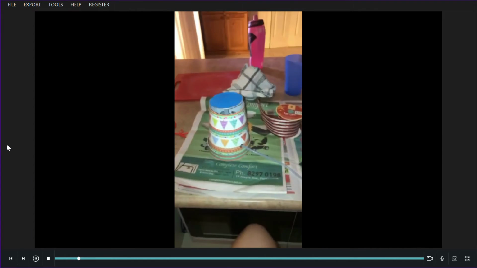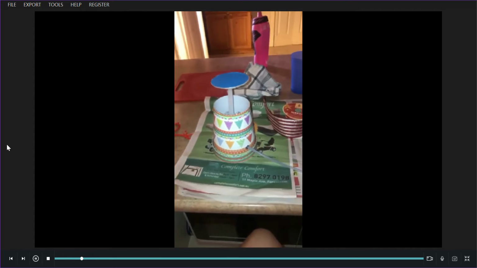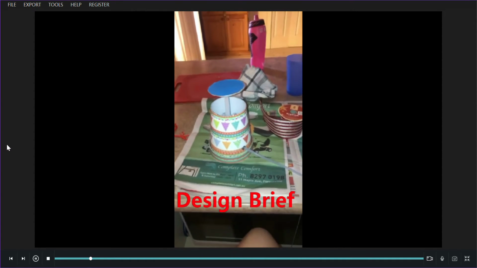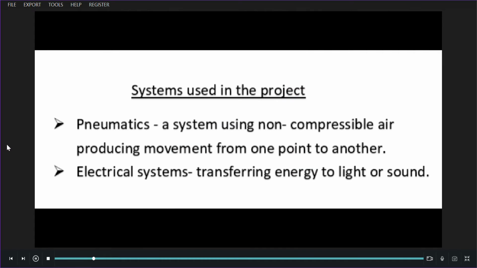The purpose of this assessment was to design a working model that uses two mechanisms, which brings a book and the characters of your choice to life. The model must be 30 by 30 centimeters and have the mechanisms hidden. In our model, we utilized pneumatics and electrical systems to portray the cat coming out of the hat.